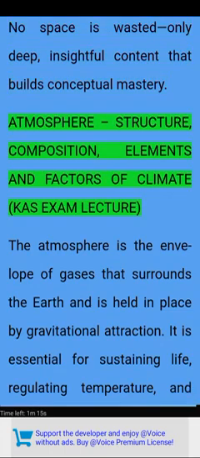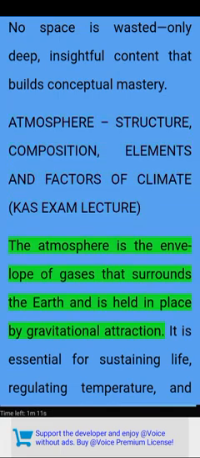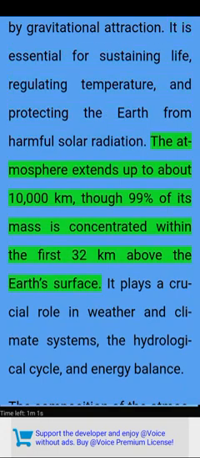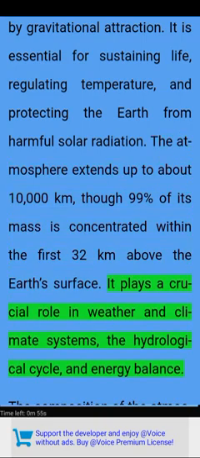Atmosphere, structure, composition, elements and factors of climate: CAS exam lecture. The atmosphere is the envelope of gases that surrounds the Earth and is held in place by gravitational attraction. It is essential for sustaining life, regulating temperature, and protecting the Earth from harmful solar radiation. The atmosphere extends up to about 10,000 kilometers, though 99% of its mass is concentrated within the first 32 kilometers above the Earth's surface. It plays a crucial role in weather and climate systems, the hydrological cycle, and energy balance.